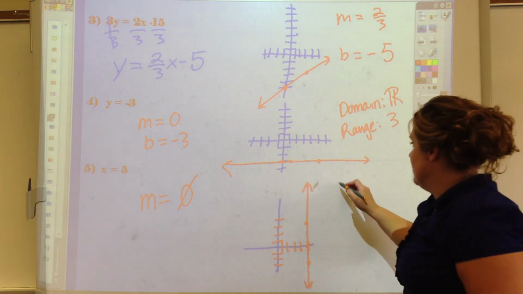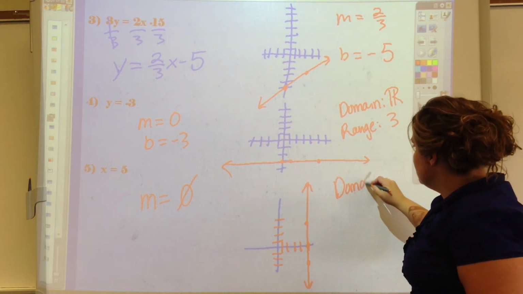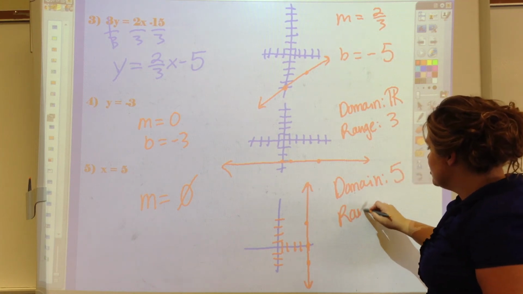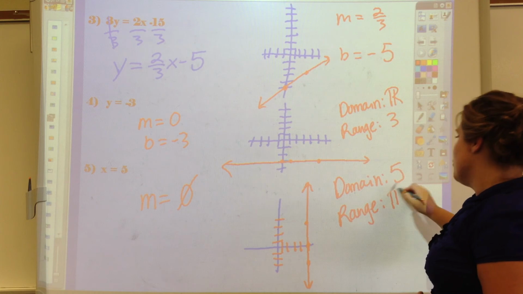Notice here about your domain and range. Here the domain, the only value for x you have is 5, while your range contains all the values, or all reals.